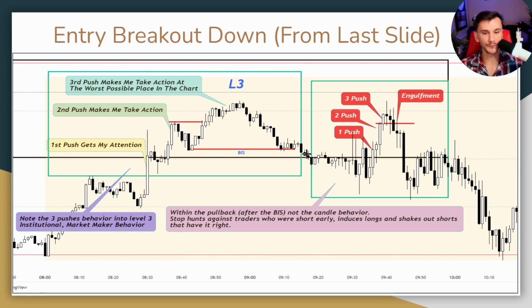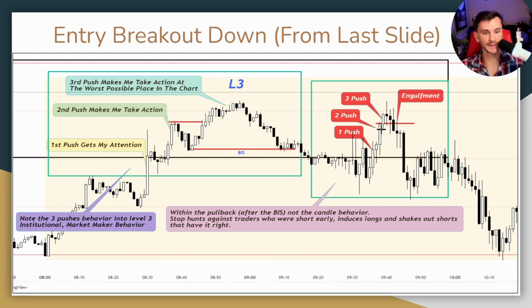Looking to the right, after the break in structure to the downside, I need to see 3 pushes back up into this high right here. And that just so happens to be back up into level 3 as well. So break in structure to the downside. Then I have push 1 back up, push 2. Notice how the candles got real big for push 1, then there's a pause candle in the middle, then push 2 gets real big again. Push 2 makes me take action.